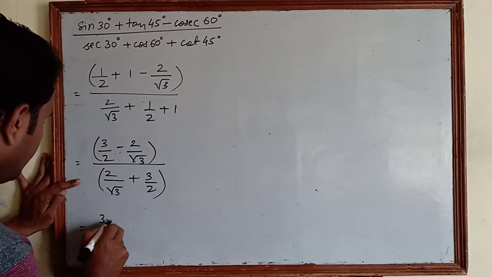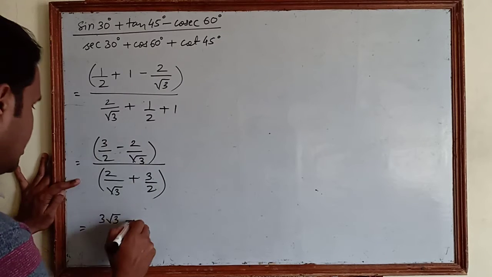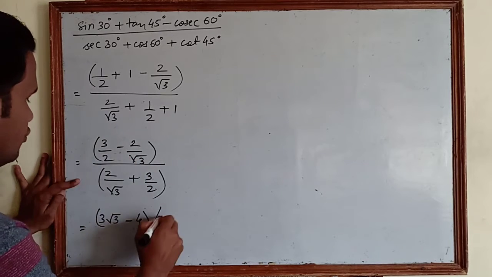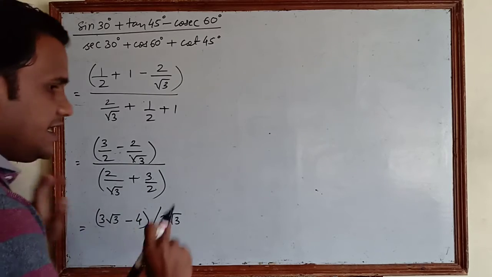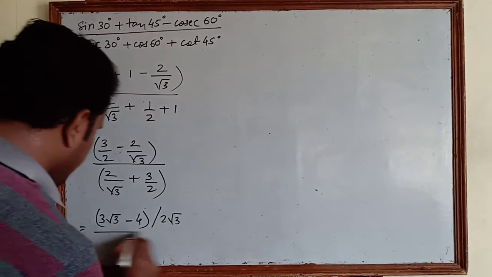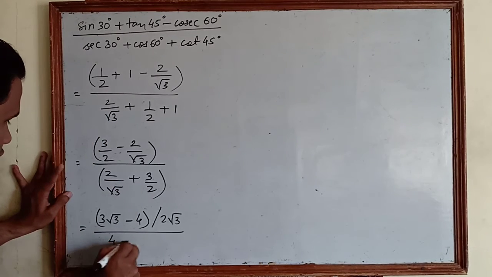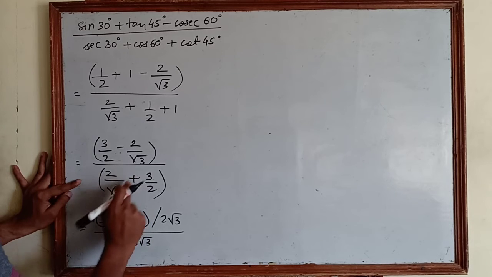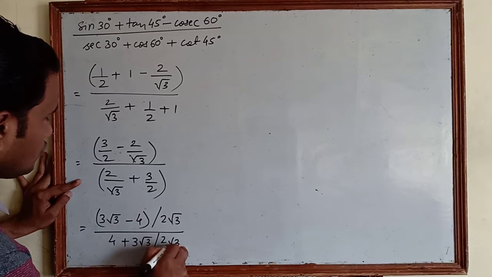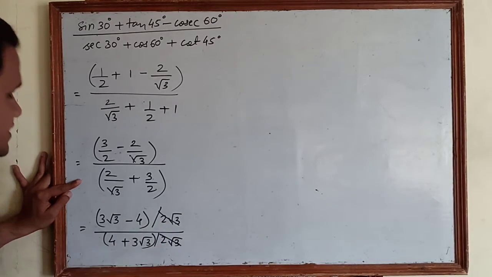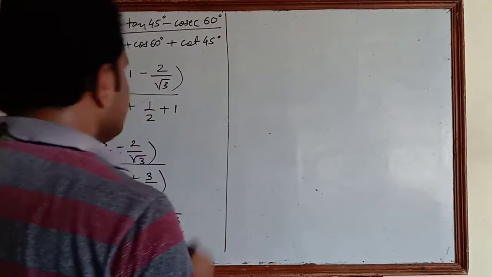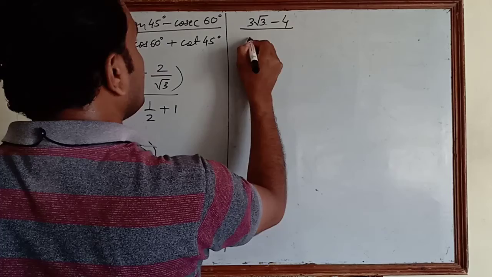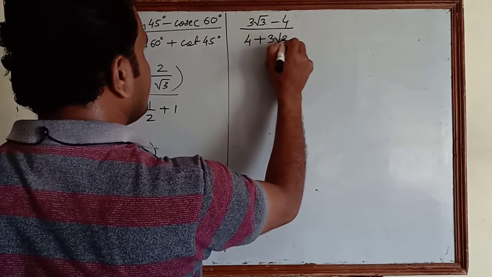3 into root 3, 3 root 3 minus 2 2s are 4, this into this upon 2 into root 3, 2 root 3. I am writing it in a horizontal way. Again, see, 2 2s are 4 plus root 3 into 3, 3 root 3, this into this upon root 3 into 2, 2 root 3. Now you can cancel them, and what remains is 3 root 3 minus 4 upon 4 plus 3 root 3.